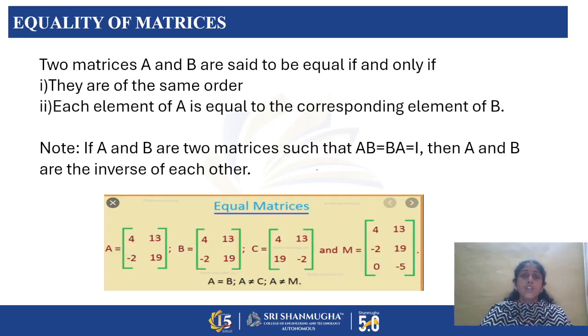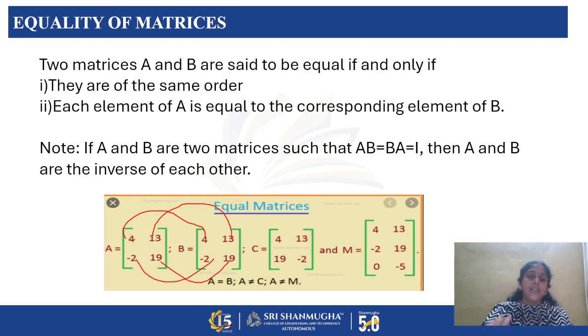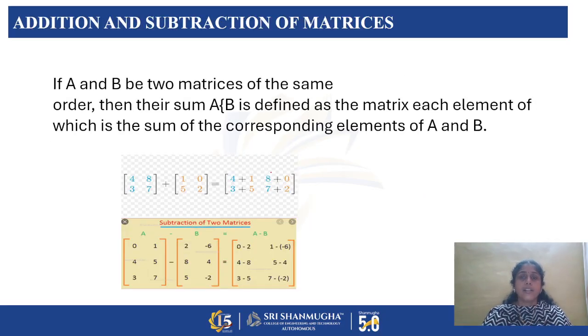Equality of matrices. Two matrices A and B are said to be equal if and only if they are of the same order and each element of A is equal to the corresponding element of B. Then only we say two matrices are equal. So the first thing is they should be of the same order. The second thing is each element should be mapped to the same element. See, this 4 should be mapped to the same 4 here. This 13 should be mapped to the same 13 here. Minus 2 to minus 2, 19 to 19. That is, the same value should take the same position. So that is called equality of matrices.